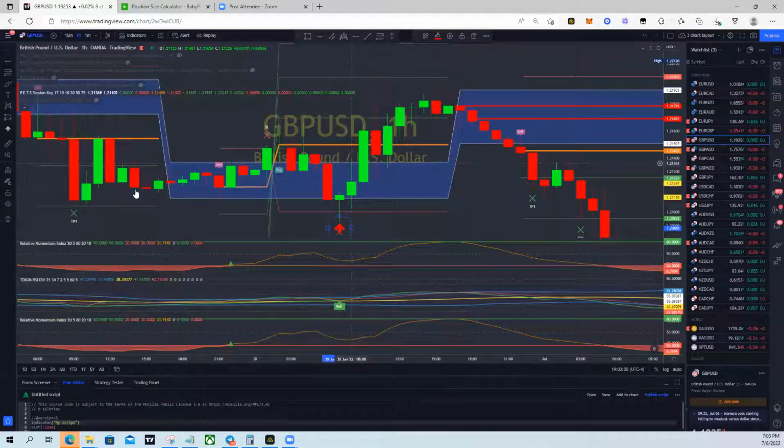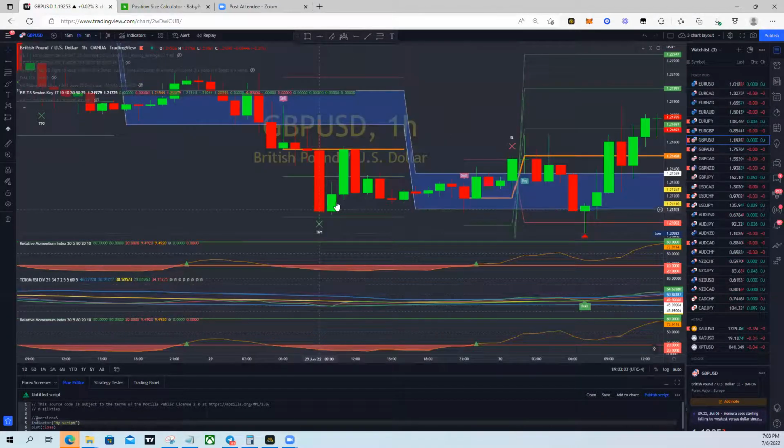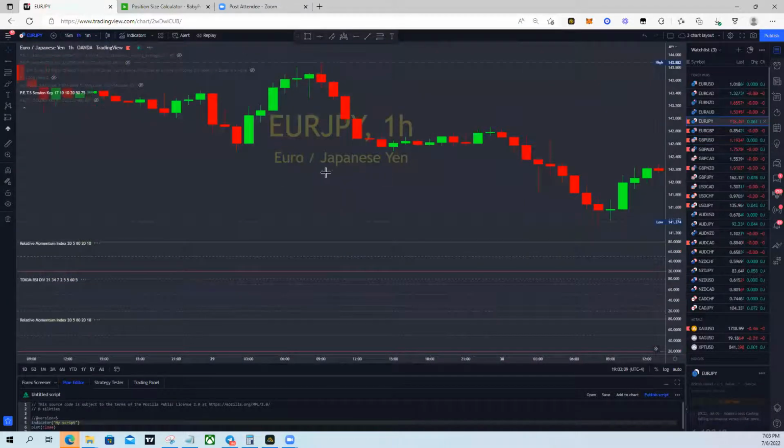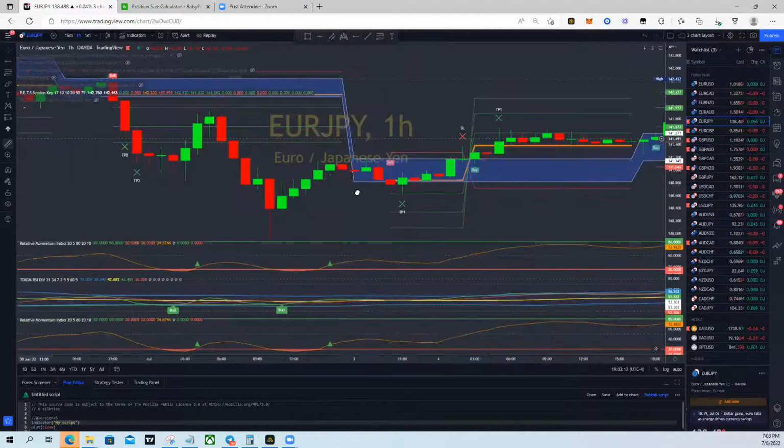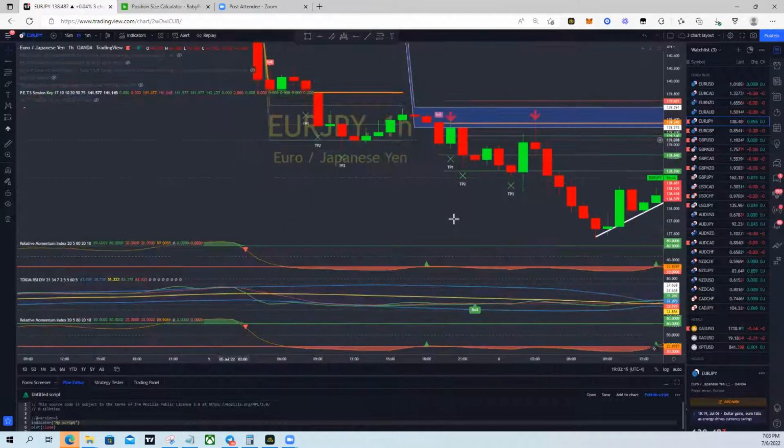It might, hold on, let me see if I can find one real quick. I think it was on the JPY pairs. I think yesterday, was it yesterday? Let's see if we can find it. Here goes one right here.